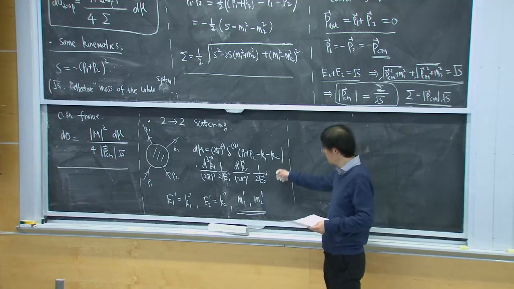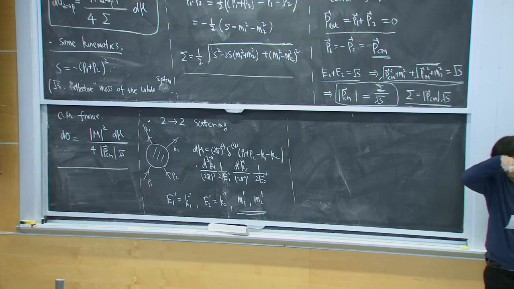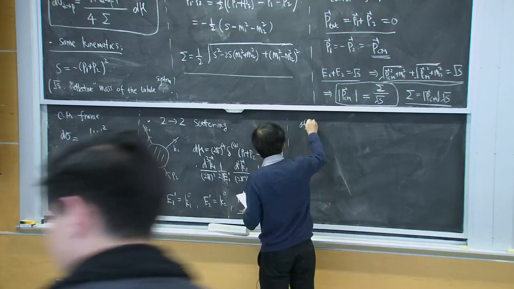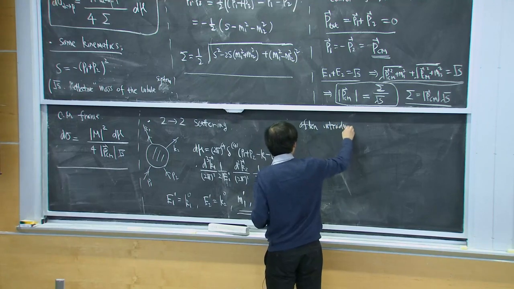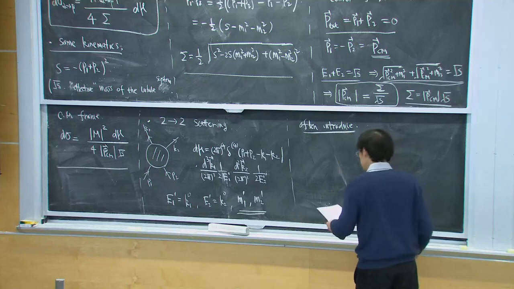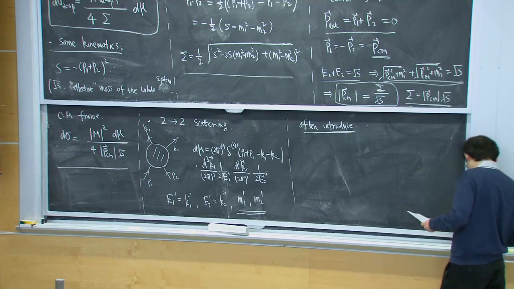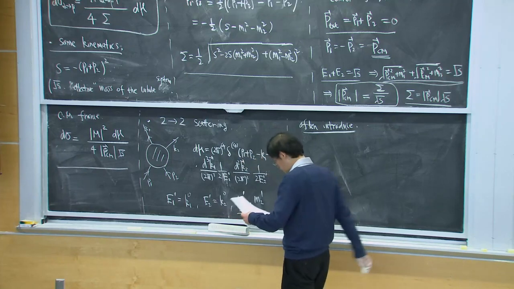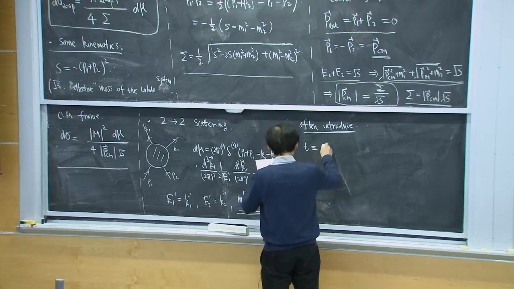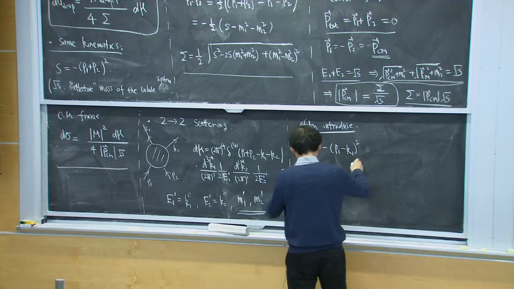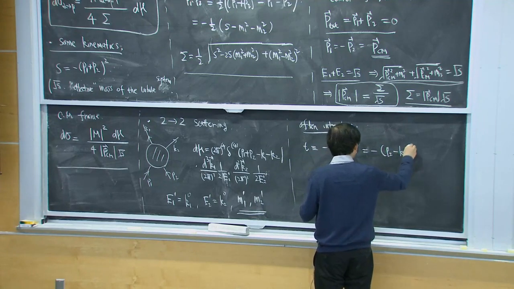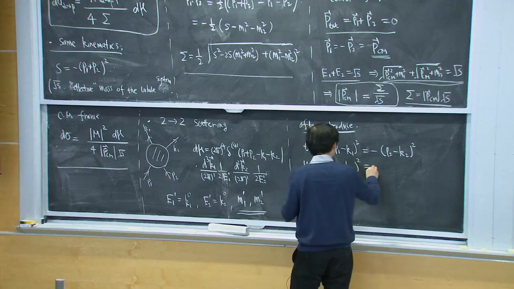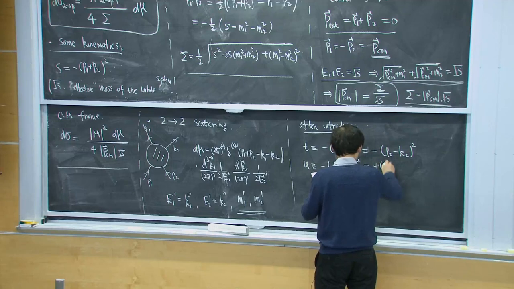Before simplifying this further, let us first introduce some notation. Many of you may have already seen this before. It is often convenient to introduce the following quantities, which characterize all the Lorentz invariant quantities we can build from P1, P2, K1, K2. T is defined to be minus (P1 minus K1) squared, which by momentum conservation is the same as (P2 minus K2) squared. U is minus (P1 minus K2) squared, the same as (P2 minus K1) squared.